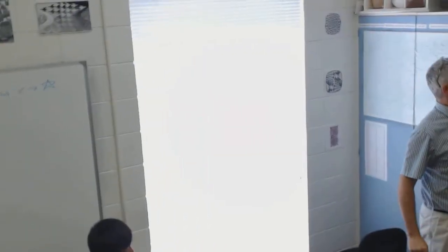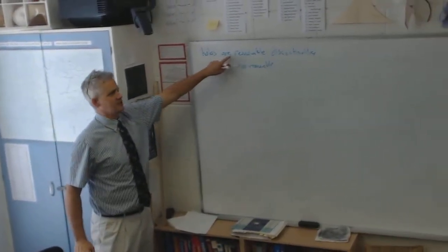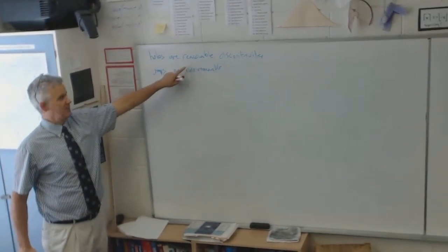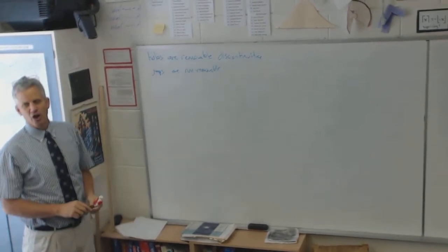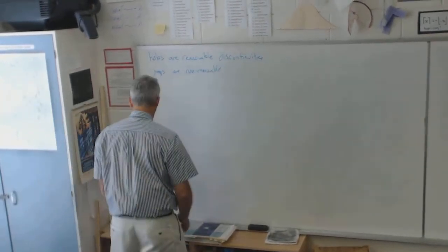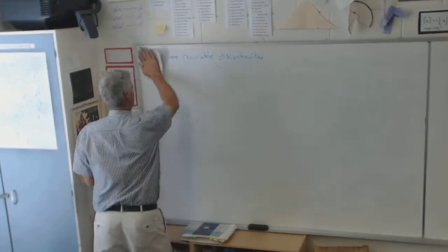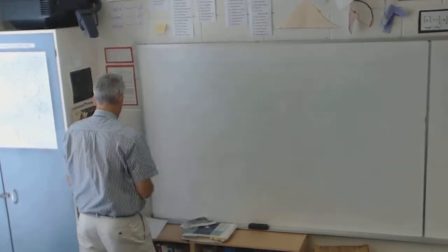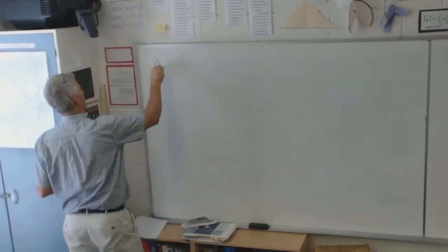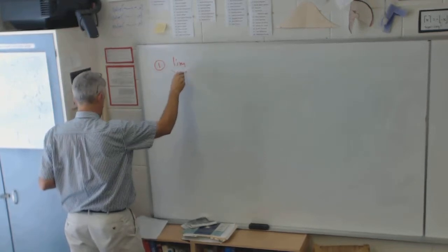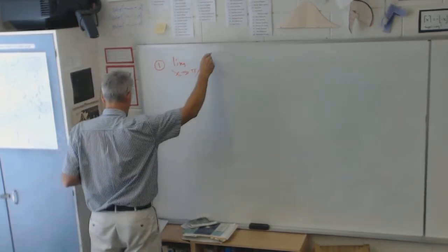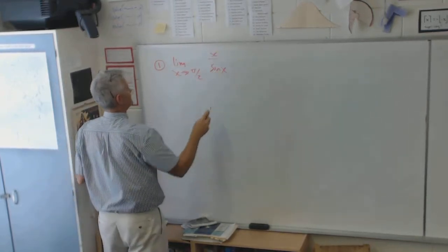Just want to remind you, holes are considered to be removable discontinuities. Jumps are not. They're non-removable. Okay? So we're working on page C, and we're going to work on finding out limits. First one, number 1, the limit as x approaches pi over 2 of x over the sine of x.